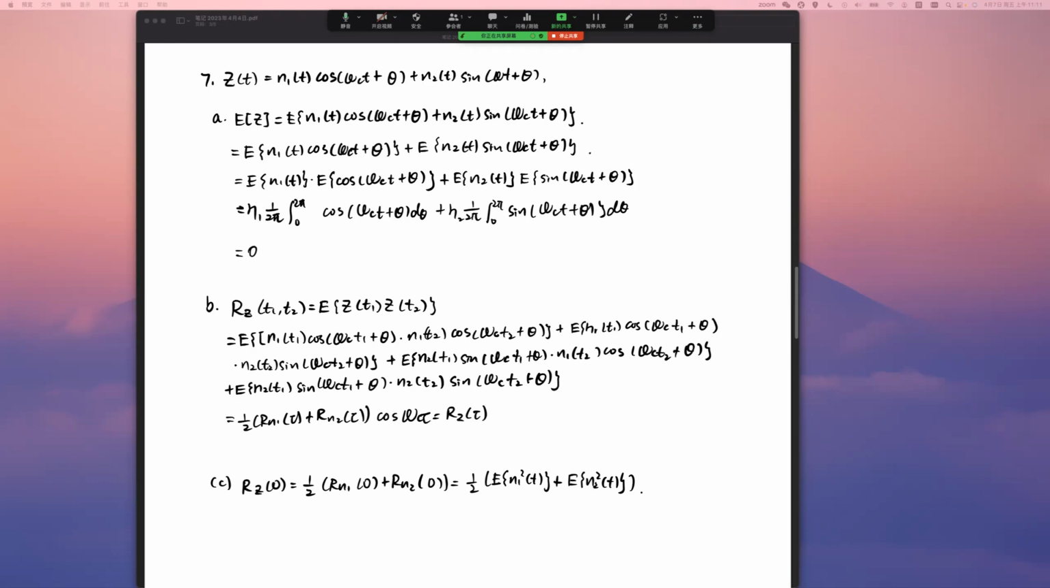And so for question 3, it asks for Rz(0). We just plug in 0 and get Rz(0) equals 1 over 2 times Rn1(0) plus Rn2(0), which equals 1 over 2 times the expected value of N1 squared plus the expected value of N2 squared. That's it for this problem.